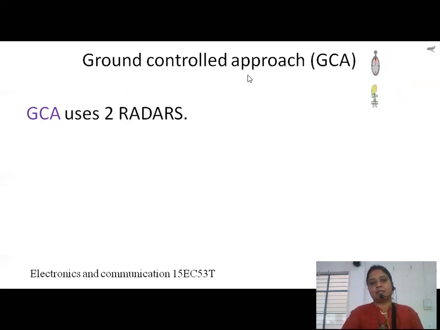But in the case of the ground control approach, it is something different. From the ground station, people orally give the instructions to the pilots. This is one of the earlier methods.